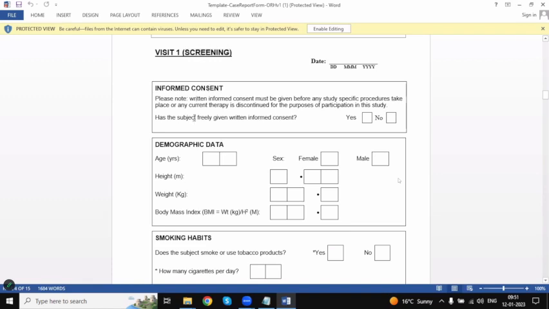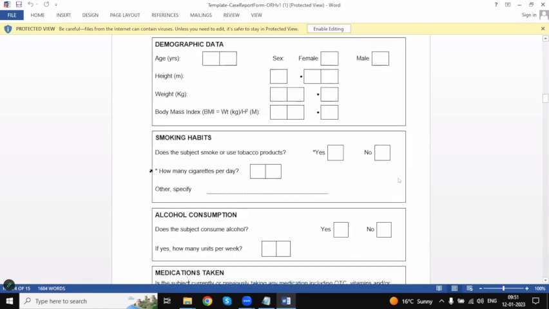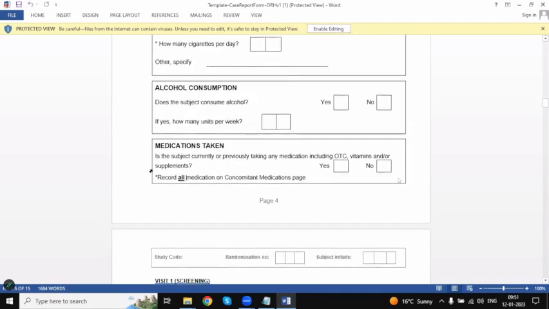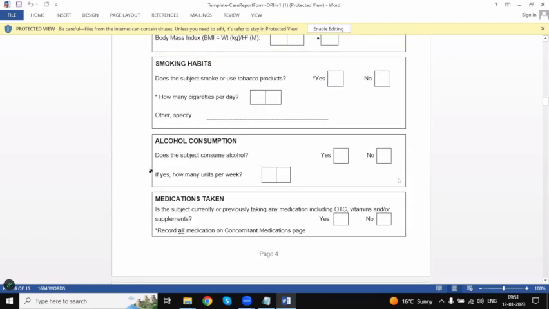Next, once he has signed, we'll capture the screening information. We'll ask the subject for demographic information, like your age, sex, height, weight, and body mass index. Do you have any habits, like smoking or alcohol habits? This information will also be captured.